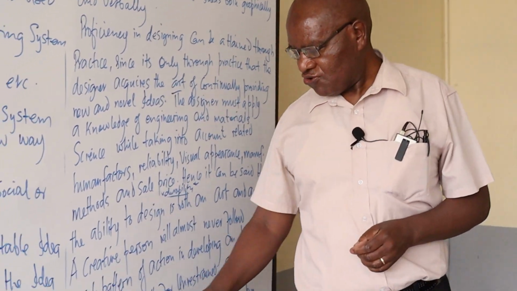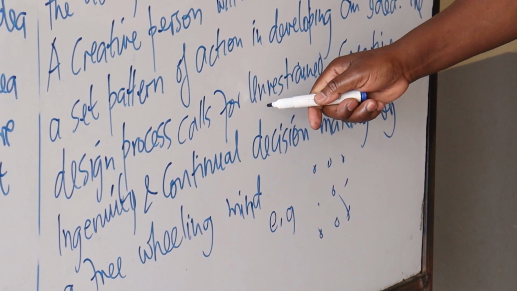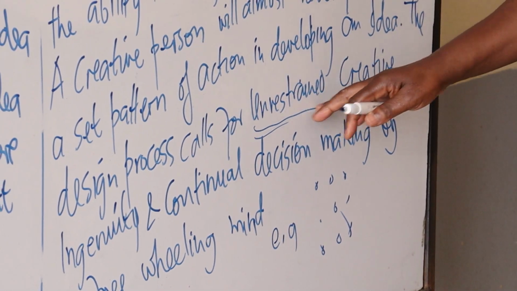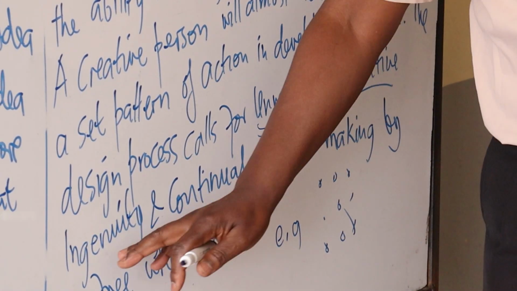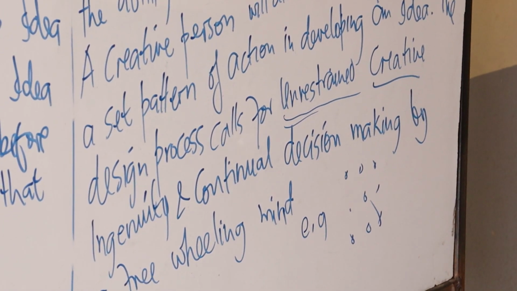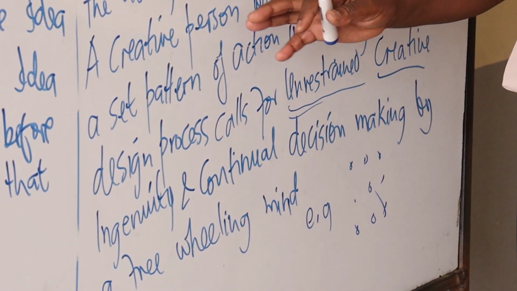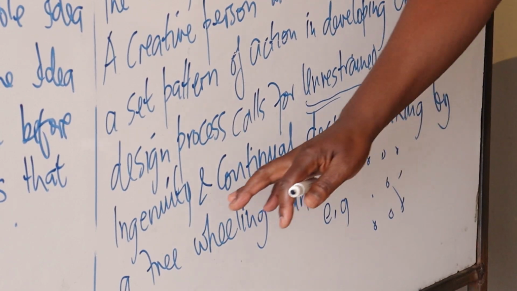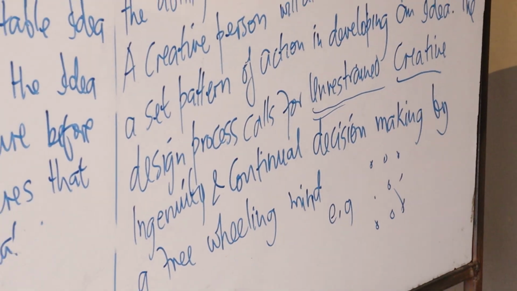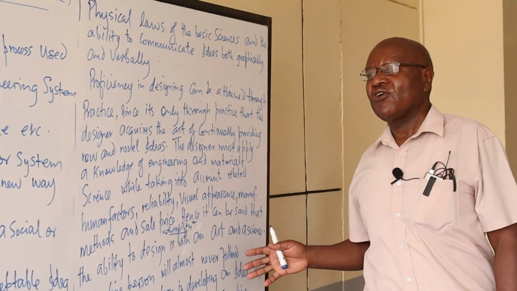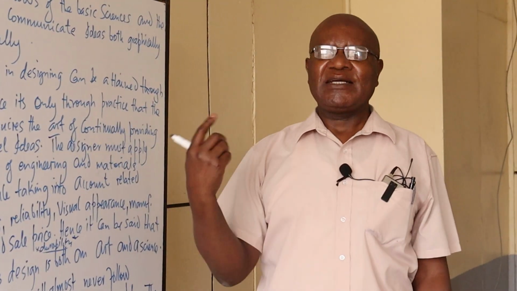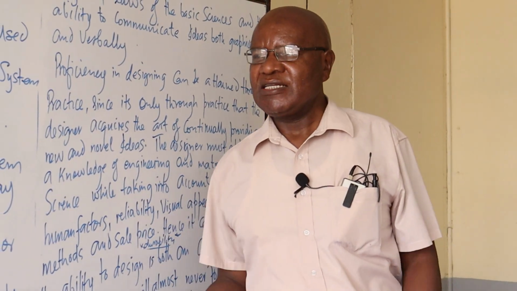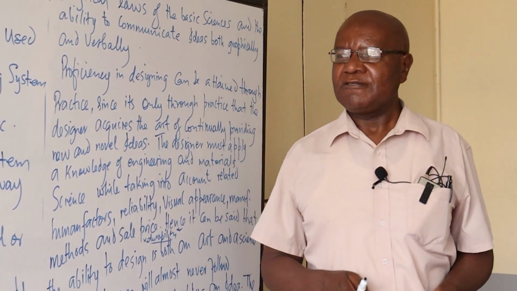Now, the design process calls for unrestrained imagination, which you talked about earlier on. It must be creative, with some ingenuity. And one of the things you find is that the design process is a continual decision-making process by a freewheeling mind. You come up with a design, you find it cannot be made here locally. You go back again to the drawing board. You look at the companies that can manufacture it in Kenya, and then you redo it again. So you find it's a continuous process until you arrive at the final product.